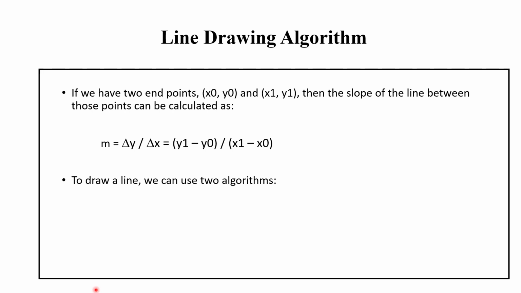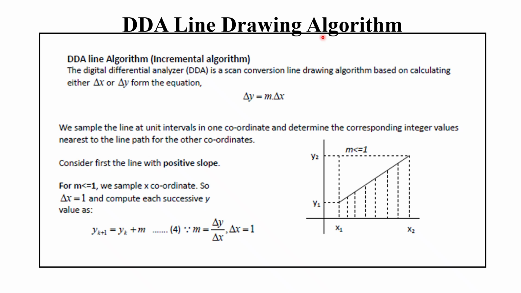To draw a line, we can use two algorithms. One is the DDA algorithm, the other one is Bresenham's line drawing algorithm. The expansion of DDA is digital differential analyzer. So in this session, we will learn the DDA algorithm first, and in the next session, we will be learning about Bresenham's line drawing algorithm. Coming to the DDA line drawing algorithm, this is actually an incremental algorithm. We are going to increment the value of x and y and find subsequent points for x and y, and finally we will join those points to get a line.